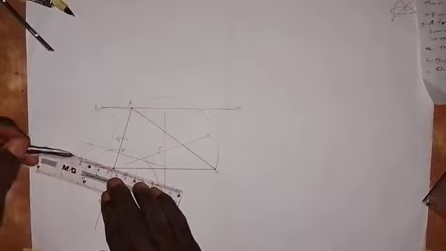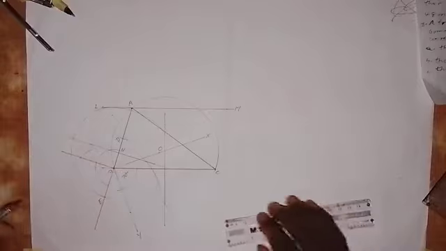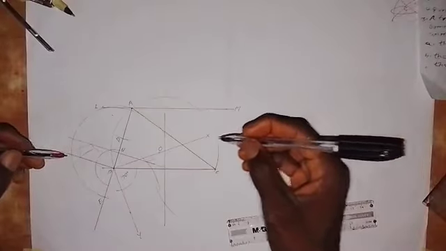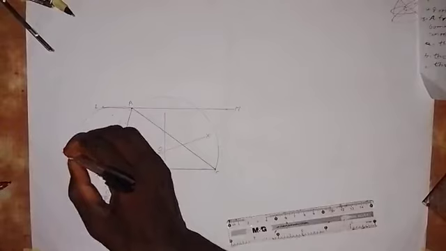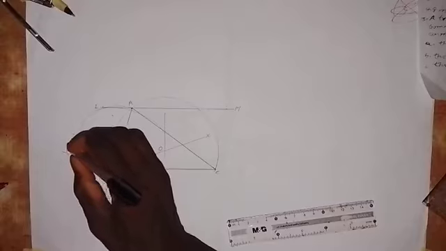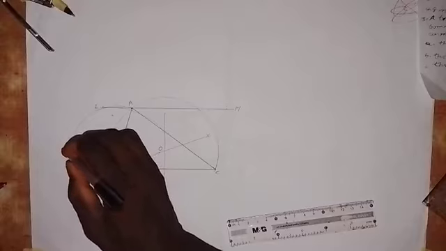Okay, so we draw a line like this. Okay, so we have that. So this point here, where this line touches the semicircle, I will call point F.